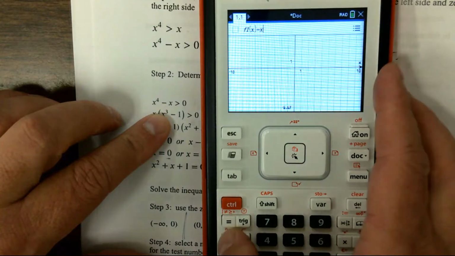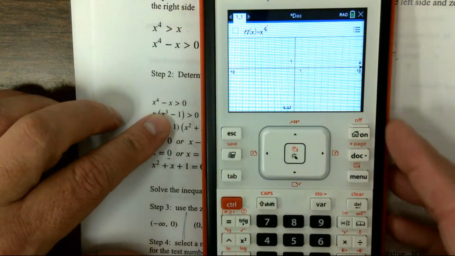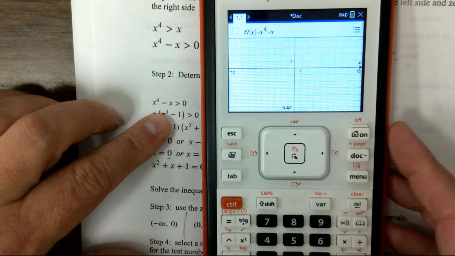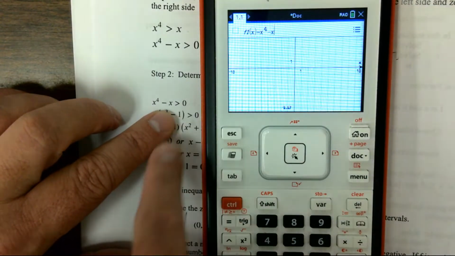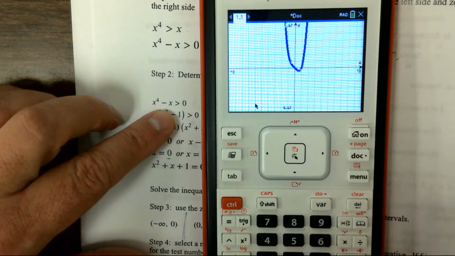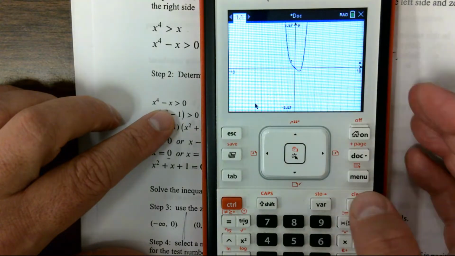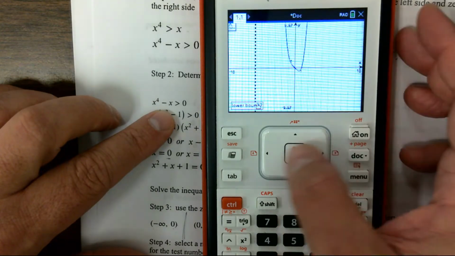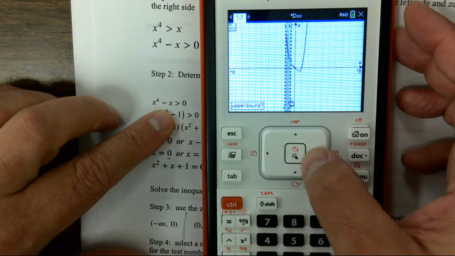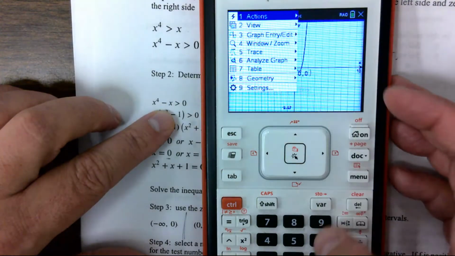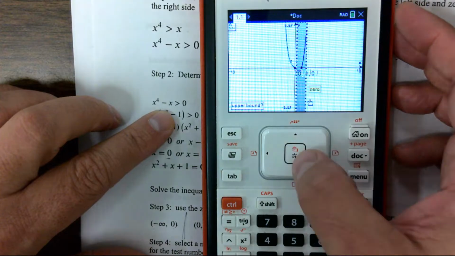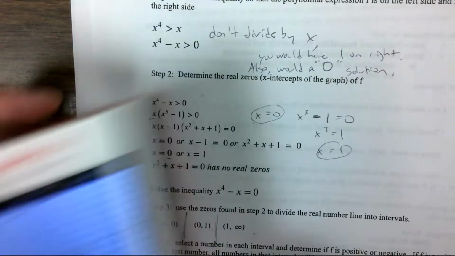X up arrow 4 minus x. So I'm not going to mess with the greater than symbol. I just press enter, and there it is. And so then I do menu 6, 1. Between here and here, there's 0, 0. And menu 6, 1, there's 1, 0. So those are the 2 points we're interested in.